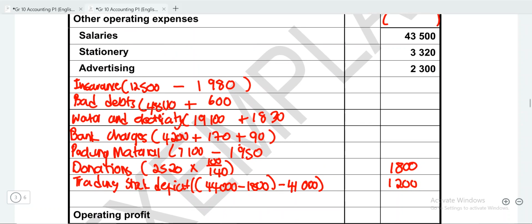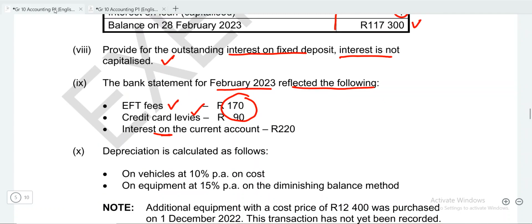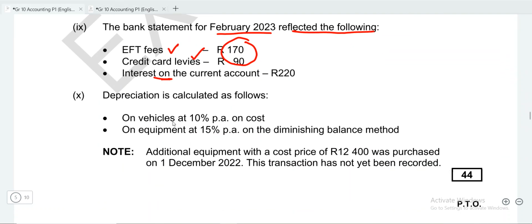Now from there we are left with, I think, about the things that have got to do with the depreciation. So now here they're saying that depreciation is calculated as follows. On vehicles is 10% per annum on cost, meaning that we calculate on the cost price, and on equipment is 15% per annum on diminishing balance method, meaning that on the carrying value.